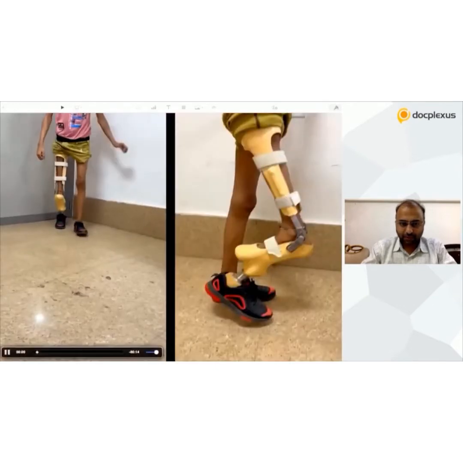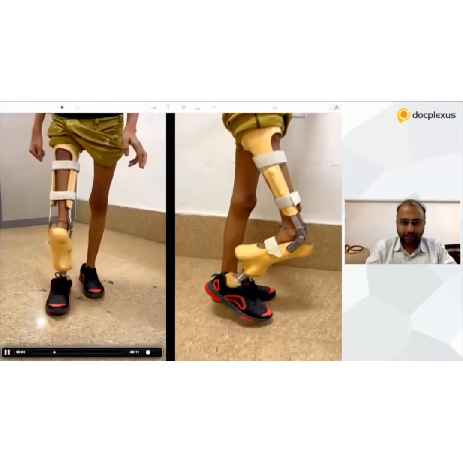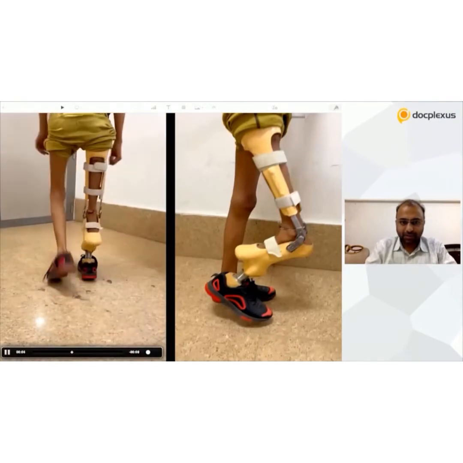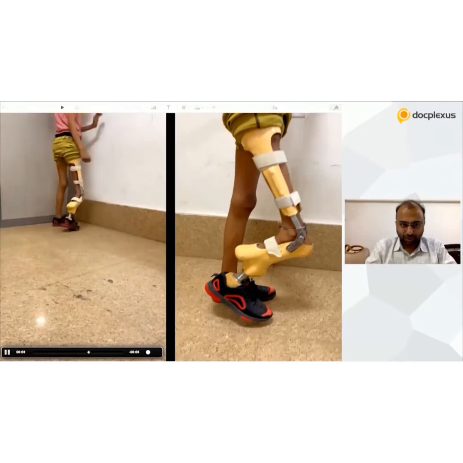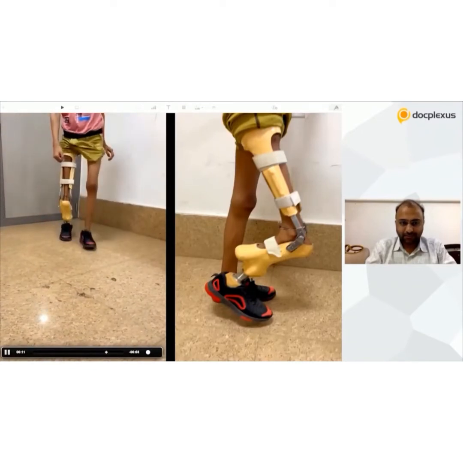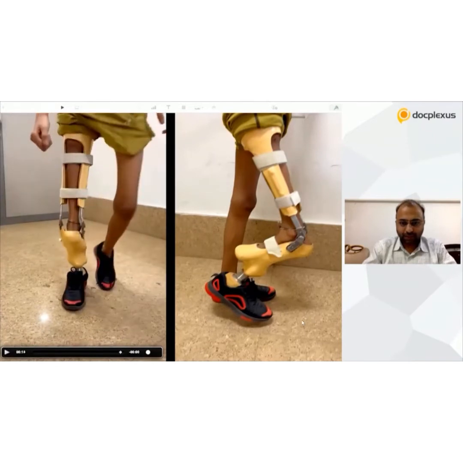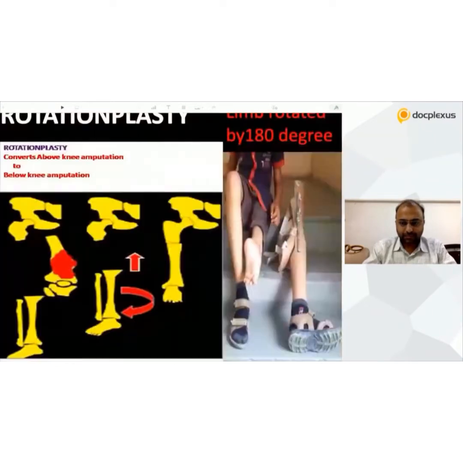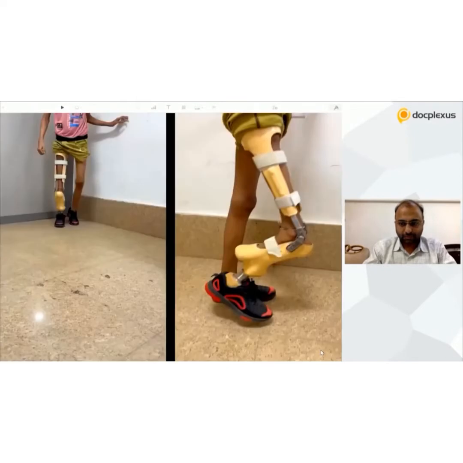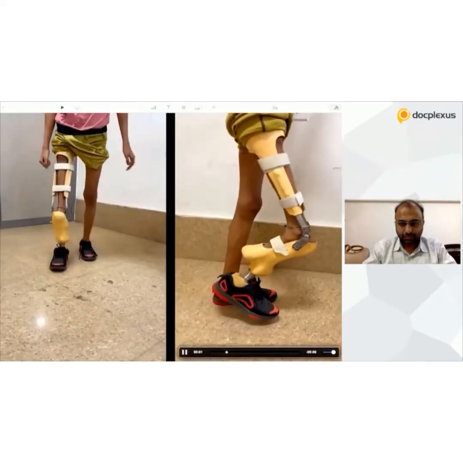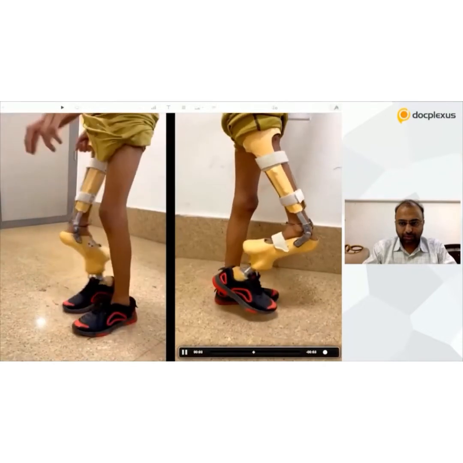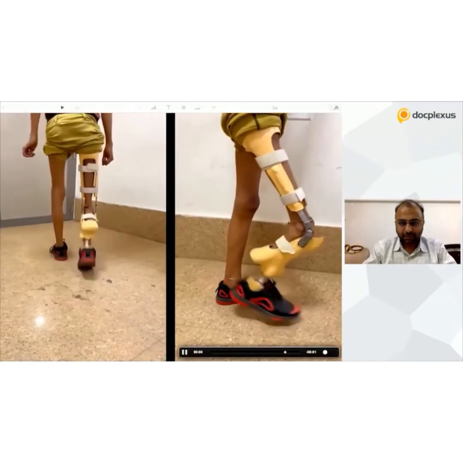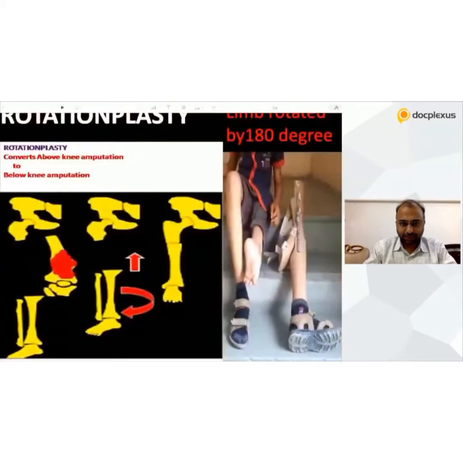And this is his walking video. Walking, an independent ambulator. Here we can appreciate that while walking, the new knee joint is formed by the ankle joint, and the limb is turned totally by 180 degrees. See that? From the side, the ankle joint is working as a knee joint for this patient. So what is the meaning of rotationplasty? We have seen the video of the patient walking with his ankle joint working as a knee joint for him.